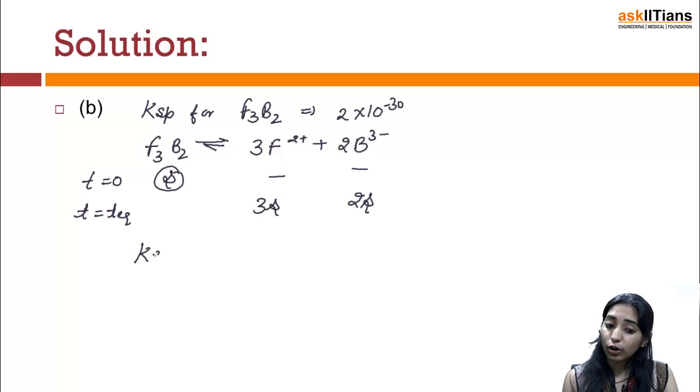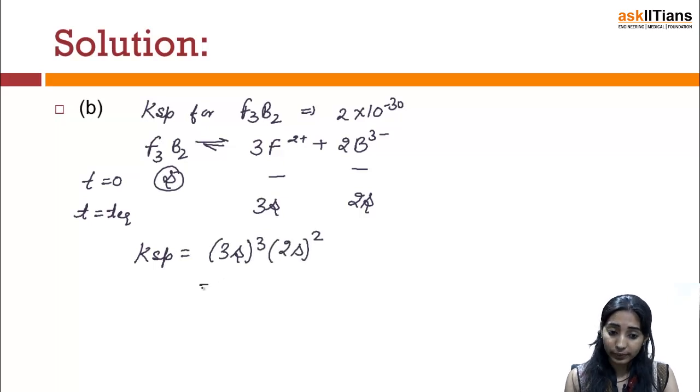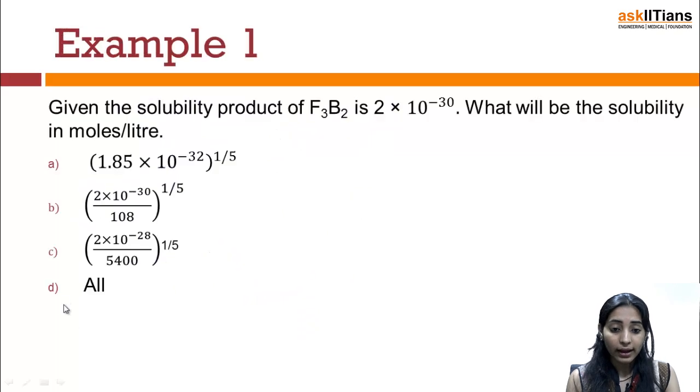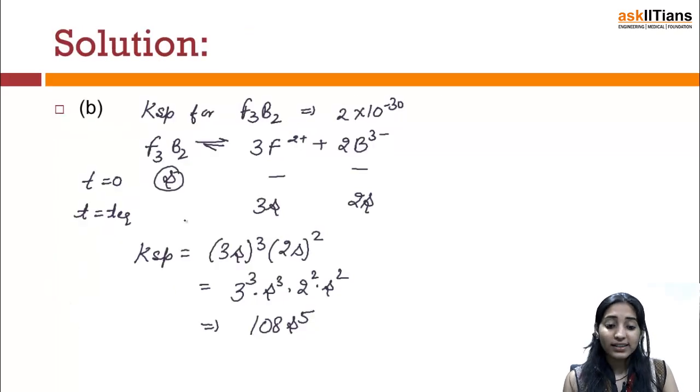So I can say the solubility product KSP will be 3S raised to the power 3 and 2S raised to the power 2. So we can say it will be 3 raised to the power 3 S cube into 2 raised to the power 2 S square. So the value can come out to be 108 S raised to the power 5. Now I can equate this value to the value given in the question, it is 2 into 10 to the power minus 30.